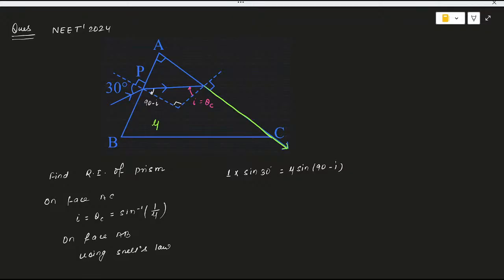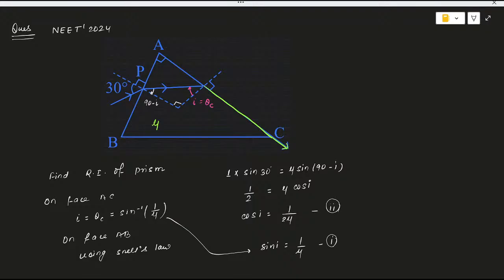Are we clear so far? So sin 30, you know, is 1 by 2, equal to mu times sin(90 minus i), which, as studied back in class 10, is cos i. So cos i is equal to 1 by 2 mu. Say yes or no. From here, I'm considering sin i is equal to 1 by mu. Is it okay?